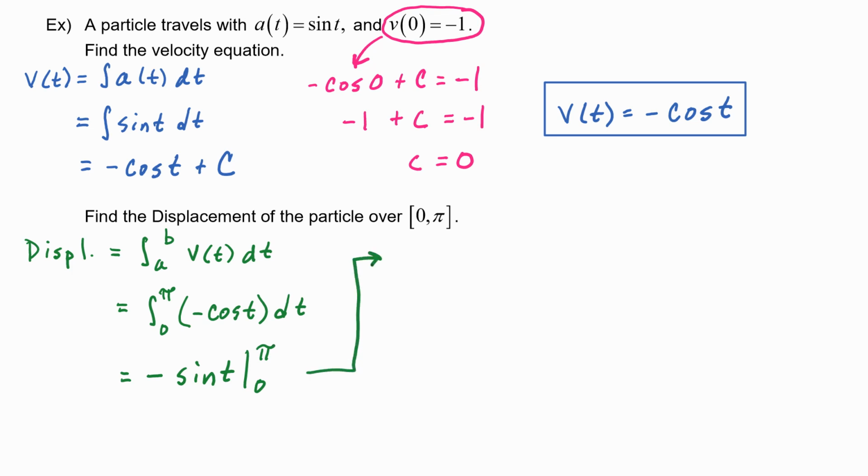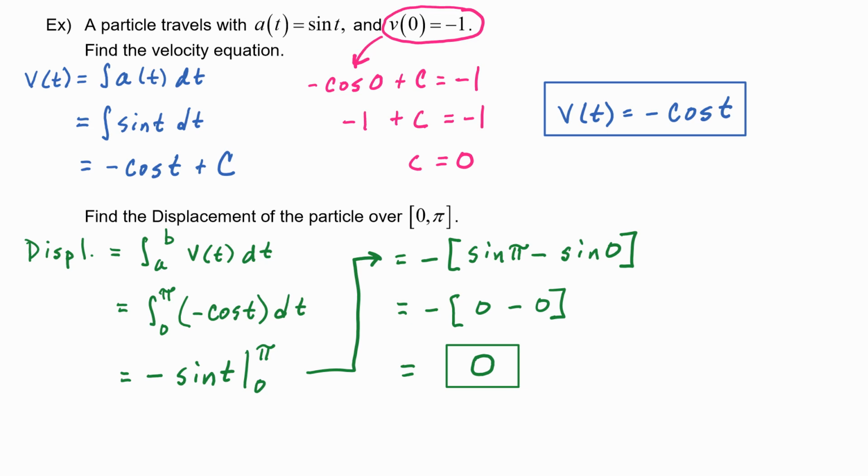So this means that we will do negative sine of pi minus sine of 0, which is equal to negative 0 minus 0, which means our displacement is 0. So if the displacement is 0, that just means that the object ended back up at the starting place after all of its travels.